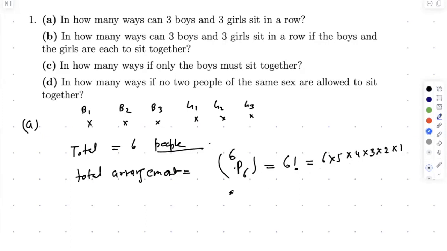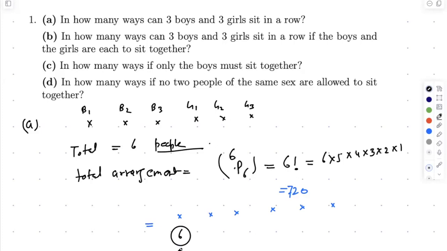You can simplify the answers. I hope it is going to be 720. Another way of dealing with the same question is, you have 6 positions: 1, 2, 3, 4, 5, 6. Now, how many possibilities at the first position? There are 6 possibilities, because there are 6 people.